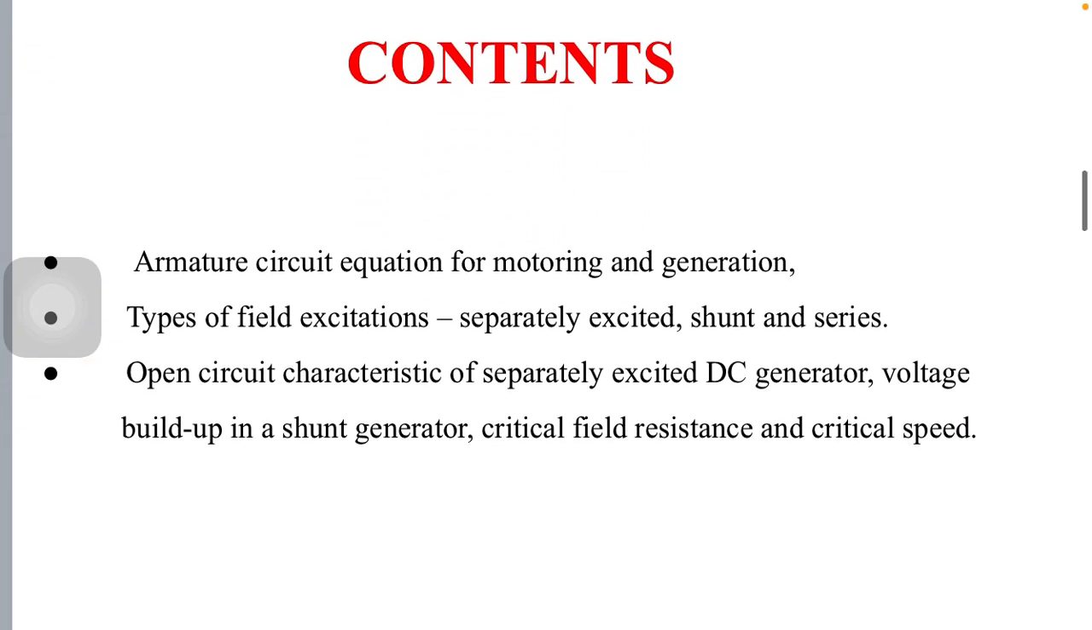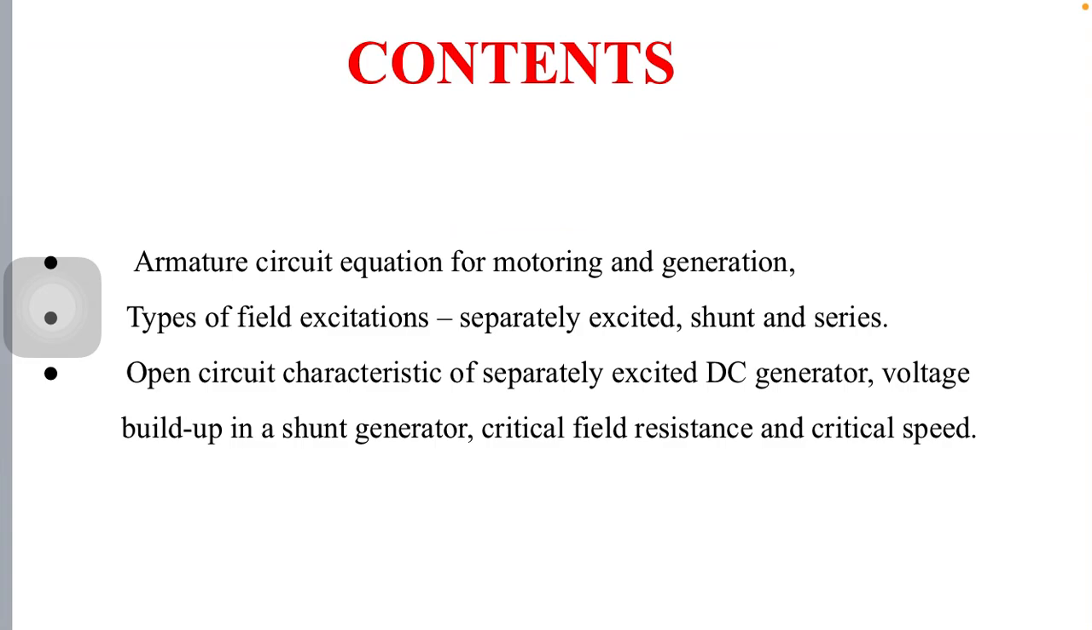Here are some contents as we discussed previously about the armature windings, types of armature winding: lap and wave, and how the lap winding and the wave winding are formed. For lap winding, the number of parallel paths is equal to the number of poles, and in case of wave winding the number of parallel paths A is equal to 2. So we already discussed that.